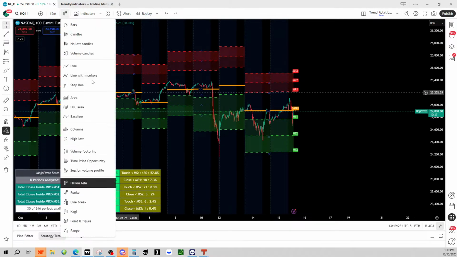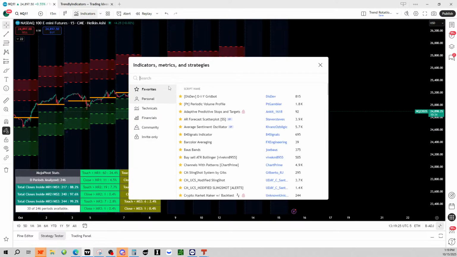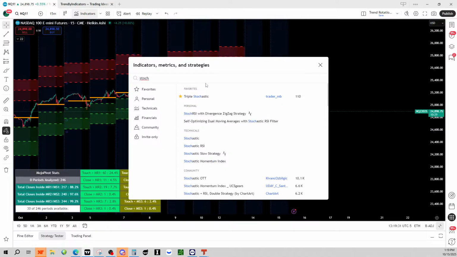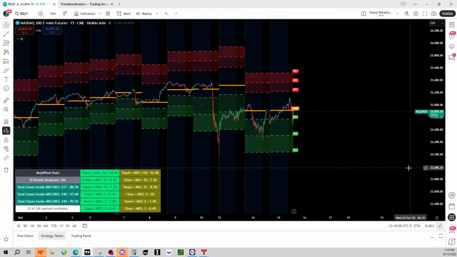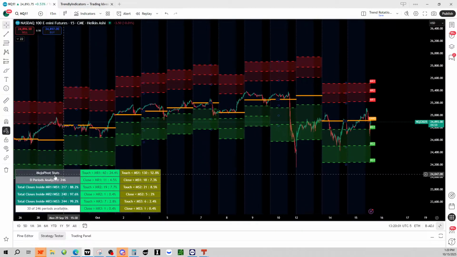Bear with me, I'm trying to keep this as fast as possible. If I had a stochastic on here, you see how we have the 50 line, then we have a standard deviation look above and below the midline. It gets extended above and comes back to the midline, extended above, comes back to the midline. That's what we're doing here with the line in the sand and the Mojo pivots, except we're applying statistics to it as well.